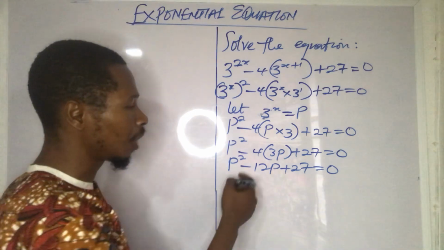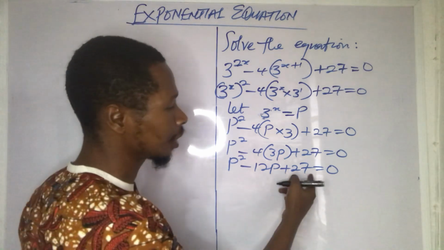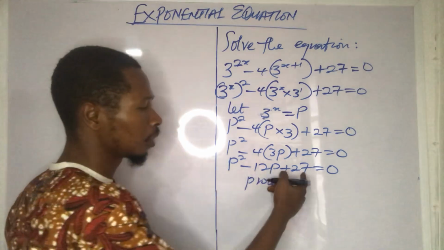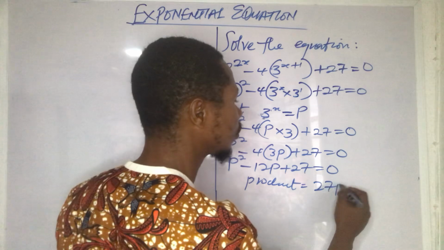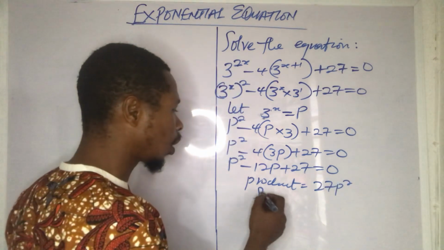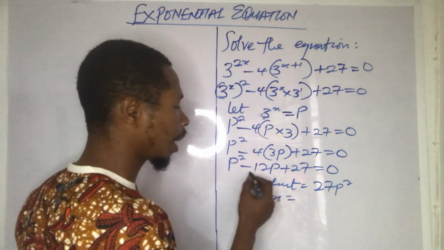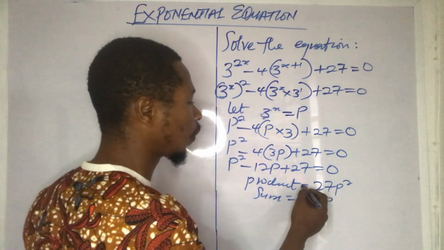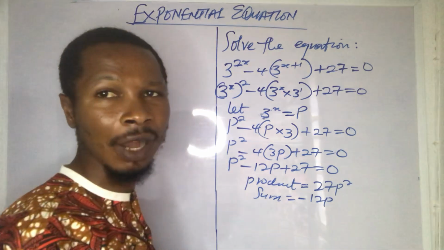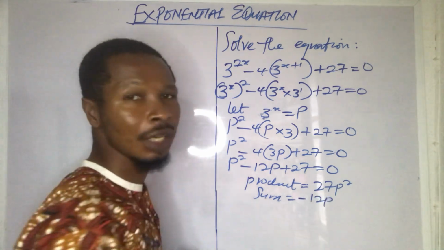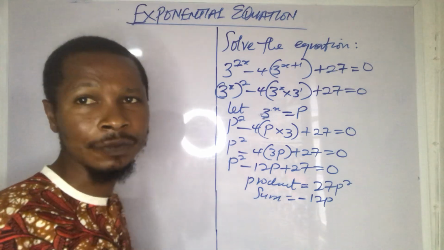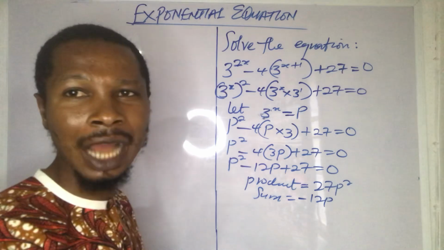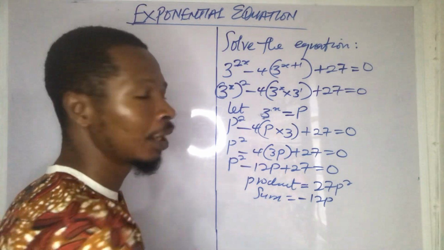So how do we solve? We first look for the product of the first and the last term. That's this multiplied by this. That will give me 27p squared. Then the sum should be the number in the middle, that's minus 12p. So we need to look for two numbers which are factors of 27, so that if I multiply the numbers together, I will have 27, and if I add the numbers together, I will have minus 12.